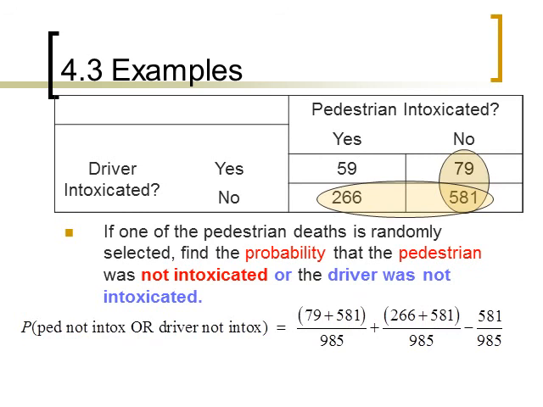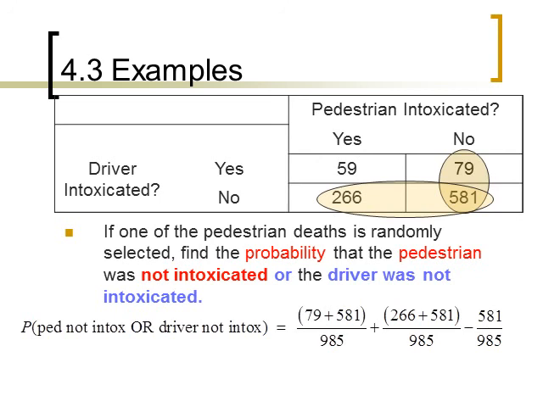So the probability that the pedestrian was not intoxicated or the driver was not intoxicated, well, what I need to do is add first that first fraction you see as I'm solving for the number of pedestrians total that are not intoxicated. So the number of pedestrians that are not intoxicated, you're looking at that vertical no column that I circled, and that's 79 and 581. And that's divided by 985, because 985 is all the numbers added up, 59, 79, 266, and 581.